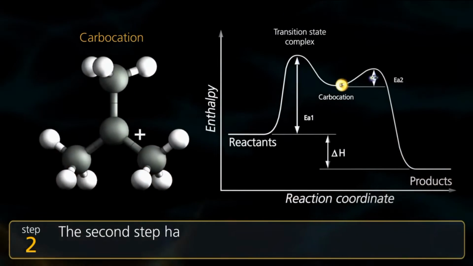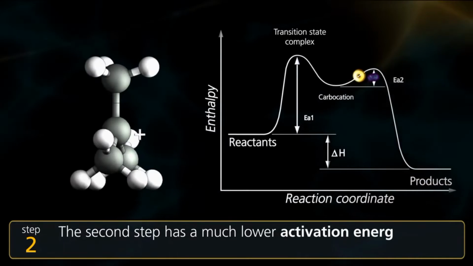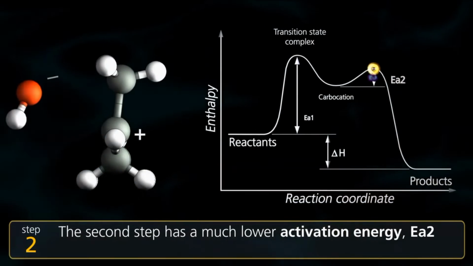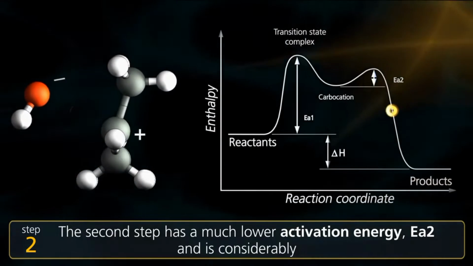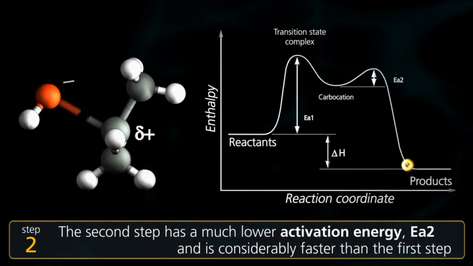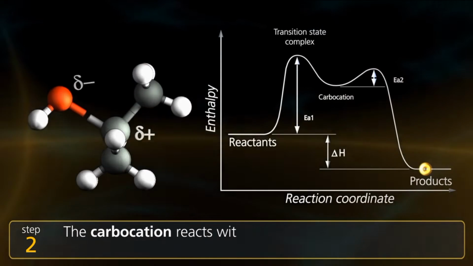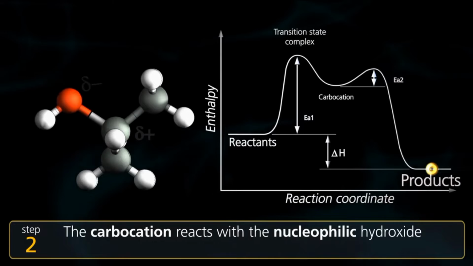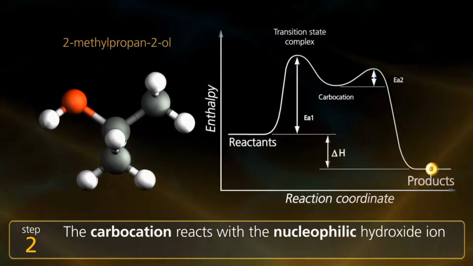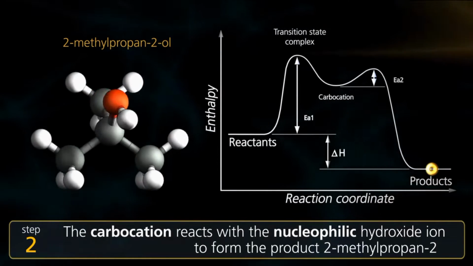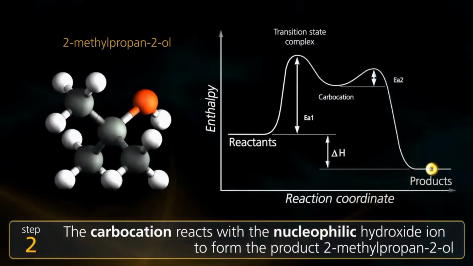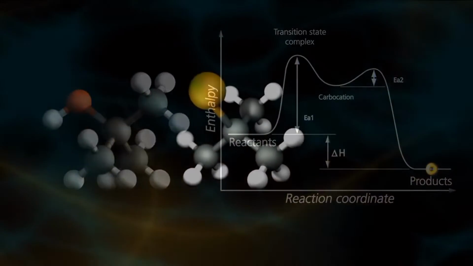The second step has a much lower activation energy, EA2, and hence is considerably faster than the first step. The carbocation reacts with a nucleophilic hydroxide ion via a second transition state to form the product 2-methyl-propan-2-ol.